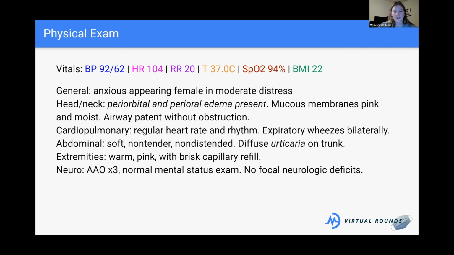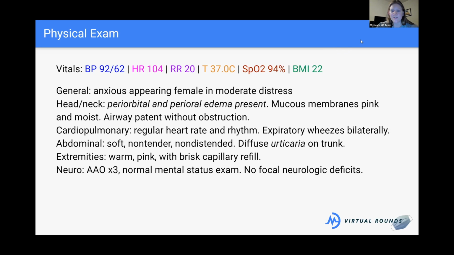For the rest of our physical exam, just looking at our patient and observing, like, what do they just look like when we walk into the room? She's anxious appearing and in sort of a moderate distress. For her head and neck exam, we see this periorbital and perioral edema present, and I'll show you guys some pictures on the next slide to see what that looks like. But that's essentially a swelling of the eyes and around the lips that can sometimes be indicative of an allergic or inflammatory reaction.